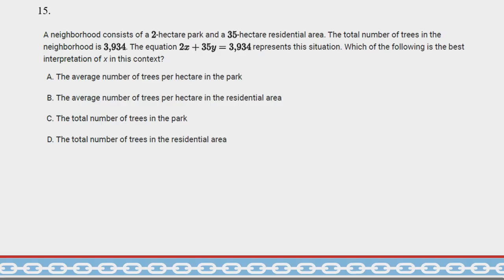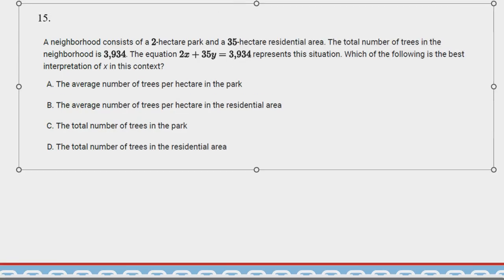Looking at some SAT style questions. A neighborhood consists of a 2-hectare park. Hectare is a measure of area, and a 35-hectare residential area. The total number of trees in the neighborhood is 3,934. The equation 2x plus 35y equals 3,934. Which of the following best represents x in the context of the problem? Well, we know that this is total trees, right? We know this is total trees.